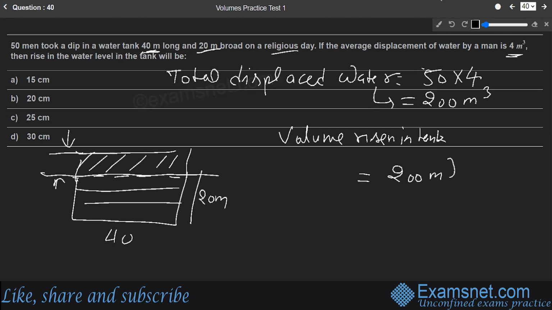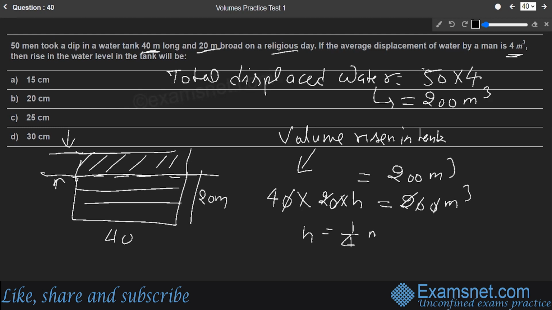Let us find out the volume risen in the tank. The volume risen will be in the shape of the tank itself, that is a cuboid, whose length is given as 40, whose breadth is given as 20, and the height we are supposed to find out. The volume risen is equal to 200 meter cube. If we solve this further, we can calculate the h value. The zeros are gone, so 2 can be cancelled. So the h value is ultimately coming out to be 1 by 4 of a meter.